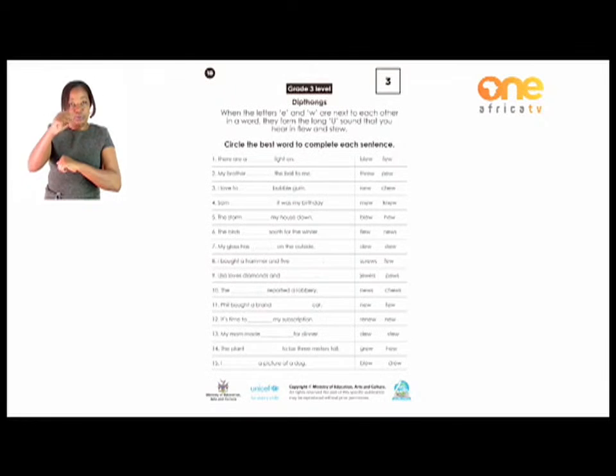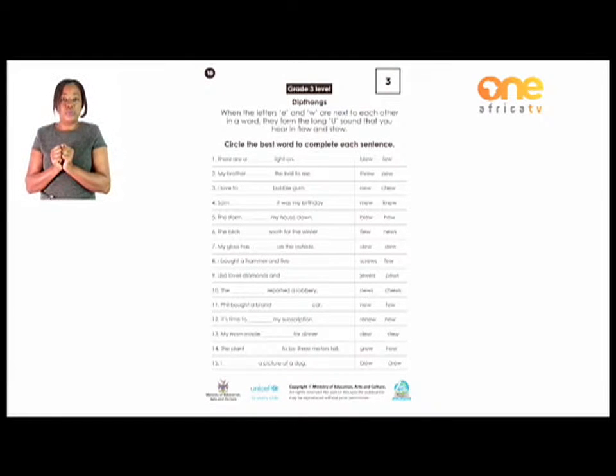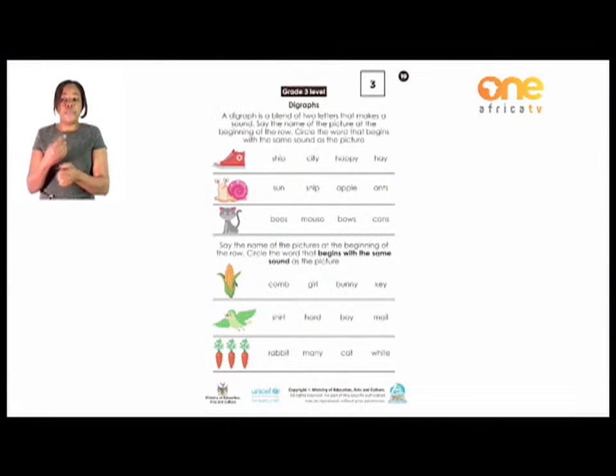Okay, so we move on to page 3. We have a very fun activity there with nice pictures there. Okay, we are going to look at digraphs on page 19. Okay, so what are we going to do here? Okay, what are digraphs? A digraph is a blend of 2 letters that makes a sound. If 2 letters come together and make one sound, okay, that is a digraph.